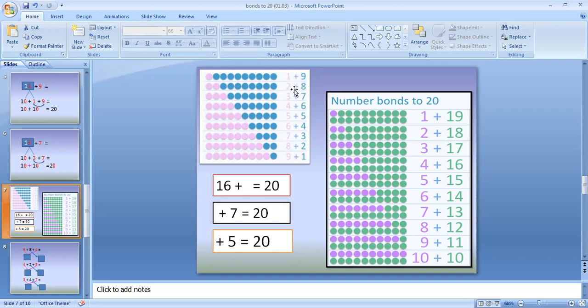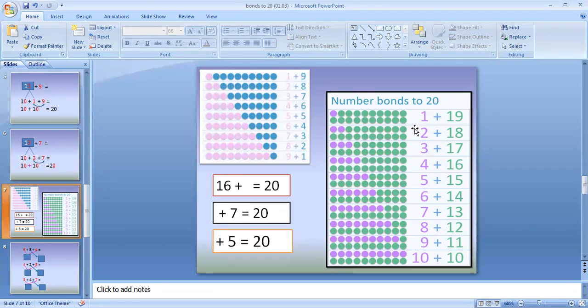Here 1 plus 9, 2 plus 8, 3 plus 7, 4 plus 6, 5 plus 5, 6 plus 4, 7 plus 3, 8 plus 2, 9 plus 1. All these are bonds to number 10. Today we are going to learn number bonds to 20. Now look at these two. Have you noticed some similarity?